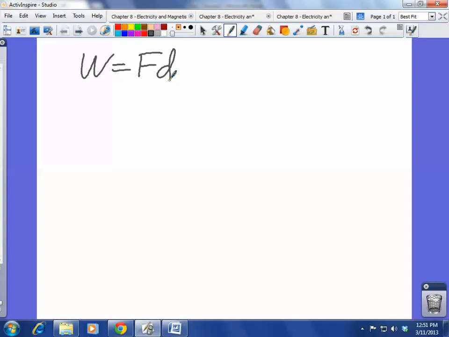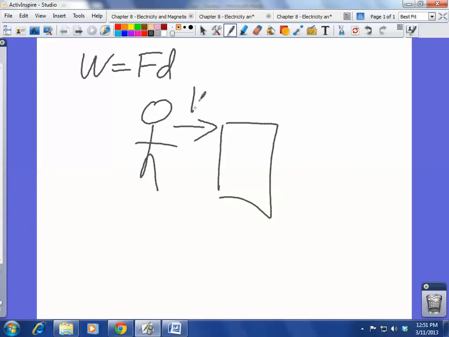This was kind of our next step. I can apply a force to something like this wall, and even though it's not moving, I'm applying a force. But work says I have to have both a force and a distance. So if I have some guy who's pushing a box with a force of 10 newtons, if that box isn't going anywhere, how much work is he doing? None at all.